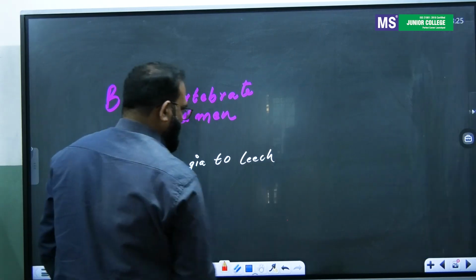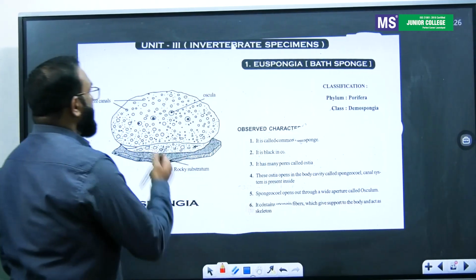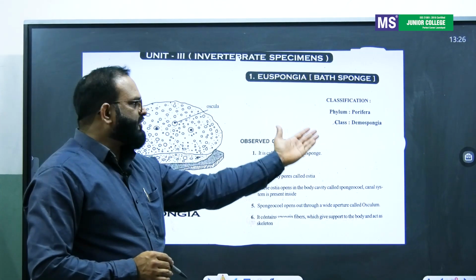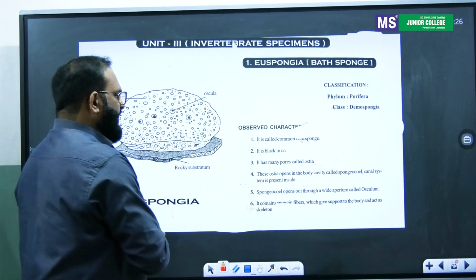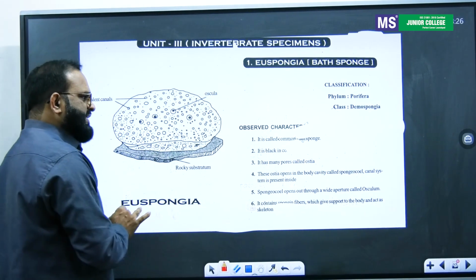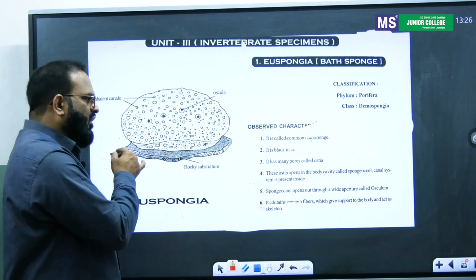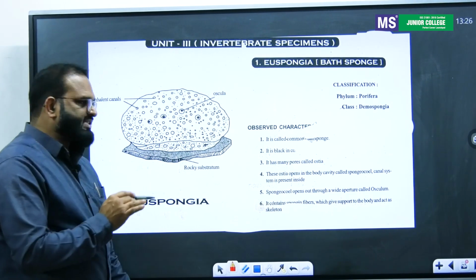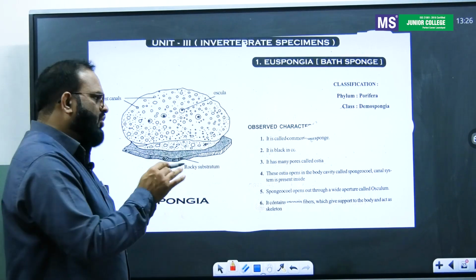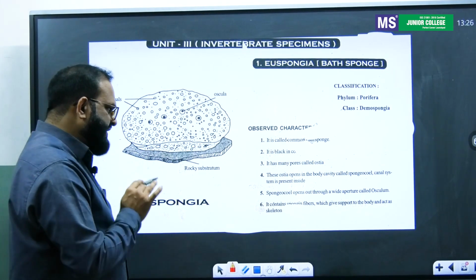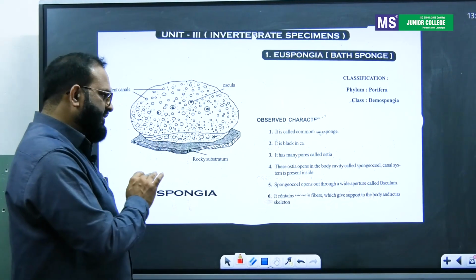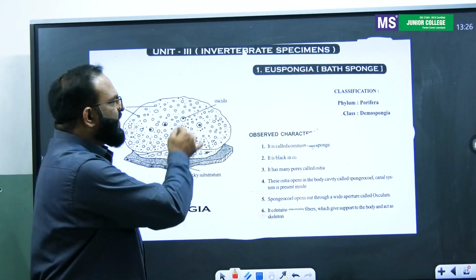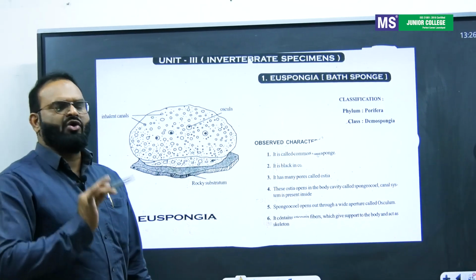Right. First, let us focus on this. Euspongia, bath sponge, a rough diagram. If possible, write the phylum name, phylum Porifera, and write 5 easy points, students. For example, it is called a common bath sponge. It has many pores called ostia. These ostia open into the body cavity called spongocoel. A canal system is present inside and it contains spongin fibers. By observing the above characters, it is identified as Euspongia, commonly called bath sponge.